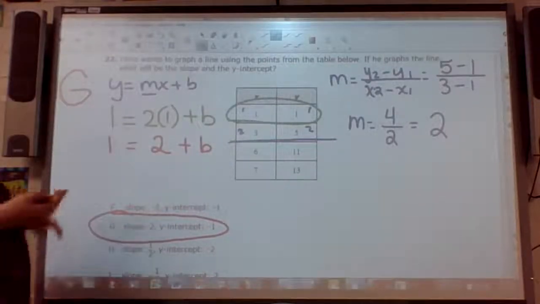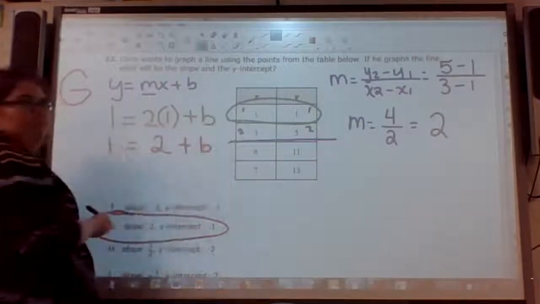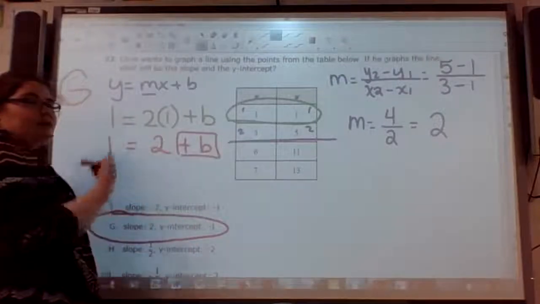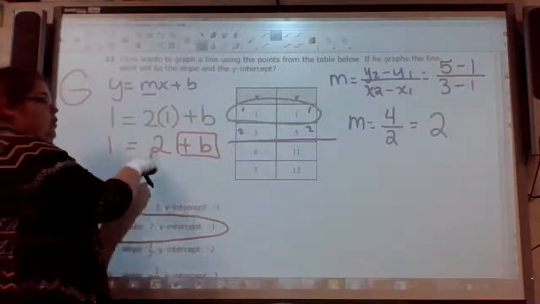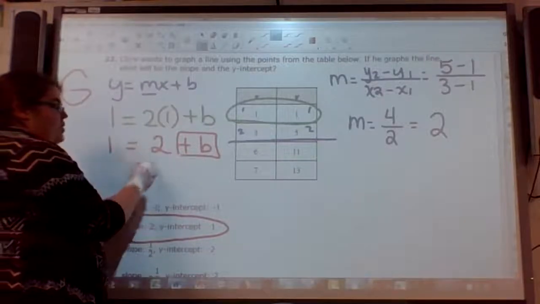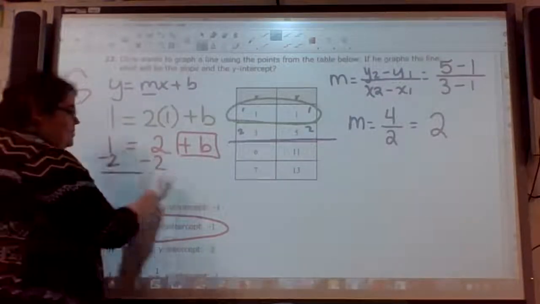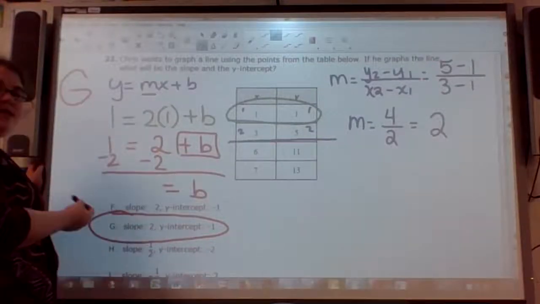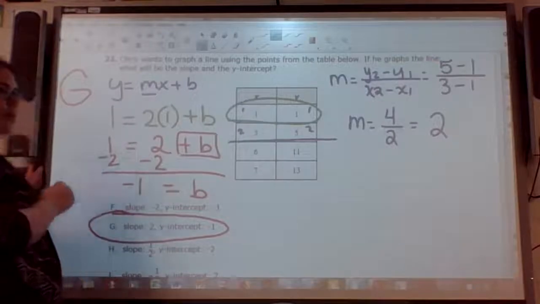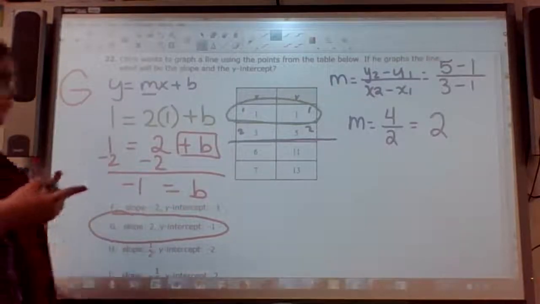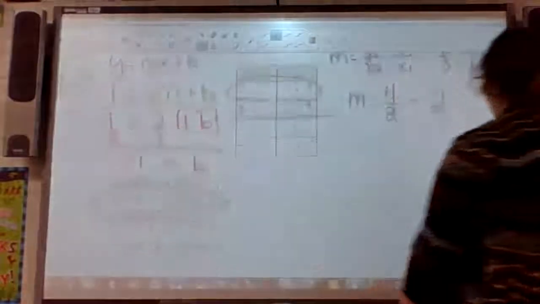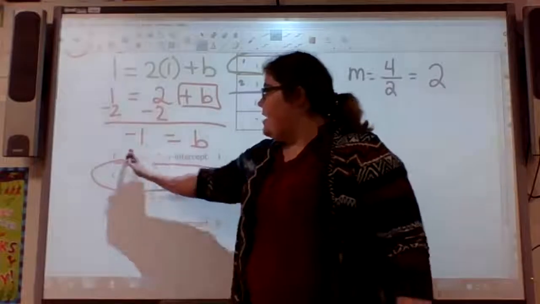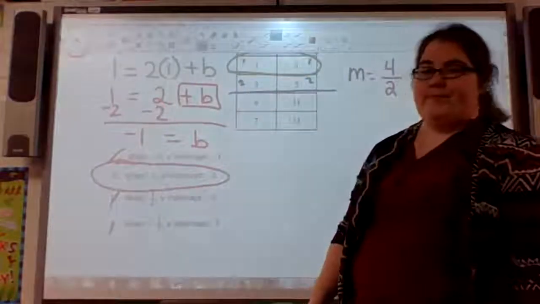So now I'm asking myself, well, 2 plus what is 1? If I don't know that, I need to solve this equation by doing the inverse operation. So instead of adding 2, I'm going to subtract 2 from both sides. And I get b is equal to 1 minus 2, which is negative 1. So on my answer choices, I'm looking for the slope of 2. So I can eliminate H, J, and F. And that just leaves me with G.